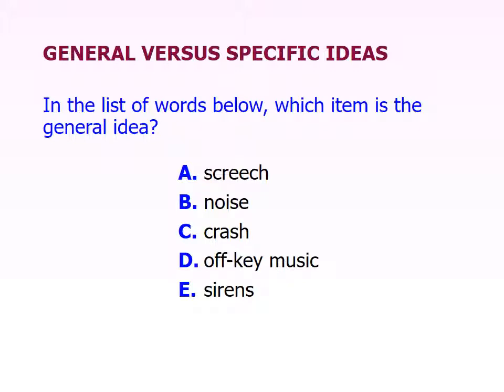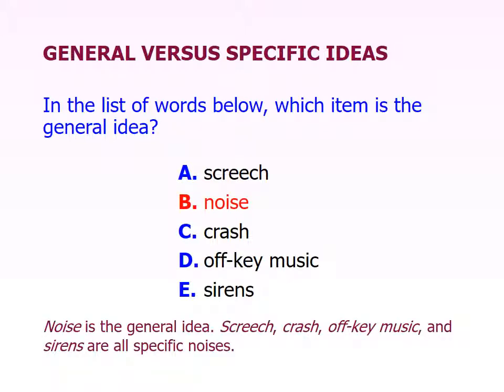Try it again with this one. This one may be a little bit more difficult. A screech is like a high-pitched noise, like the sound that car tires make if the person starts driving really badly. Off-key music means when someone is playing some music but they're not playing it correctly. A siren is the sound that a fire engine or a police car makes. And a crash is the noise that two things make when they hit each other. I may have given away the answer. The answer is noise. All of those other things are types of noise. A screech is a noise, a crash is a noise, off-key music is a noise, and a siren is a noise.